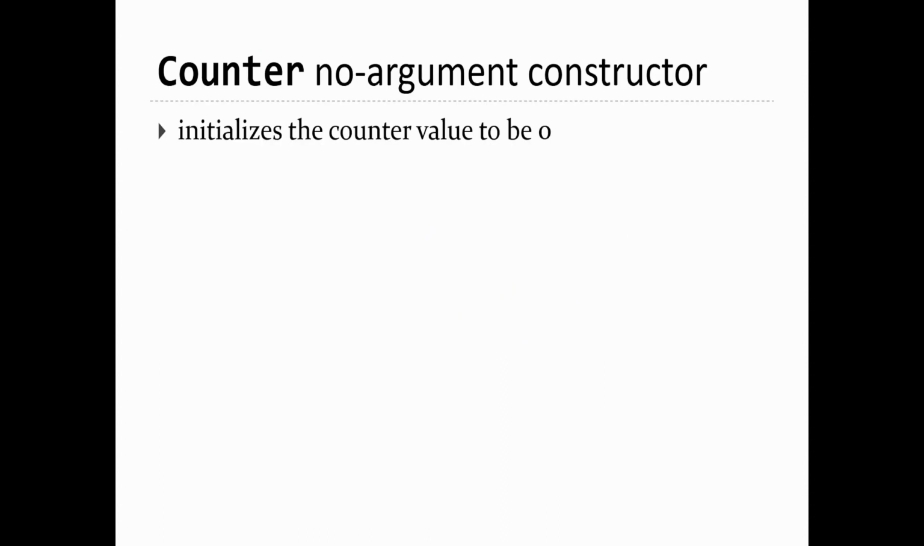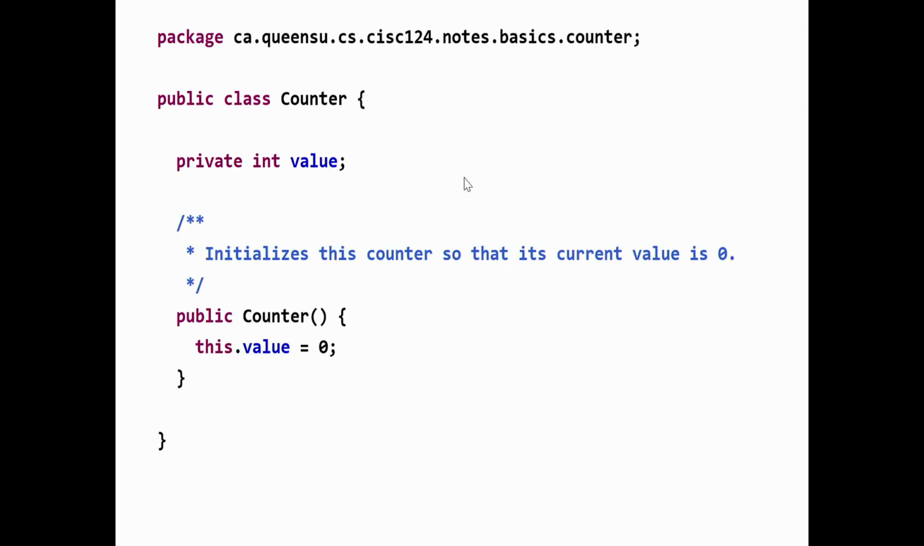Okay, so what about the counter class? If I want to make a no argument constructor for the counter class, what should it do? Well, the documentation for the class says the counter is going to start counting from 0. So it makes sense for the no argument constructor to initialize its count to 0. Dead easy. This dot value equals 0.